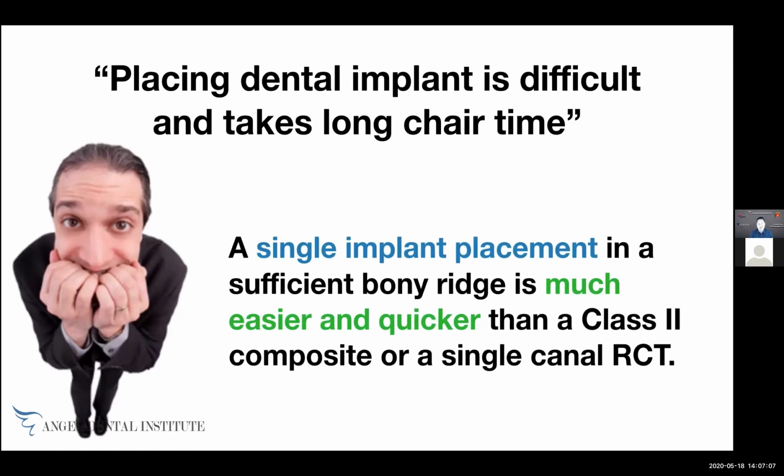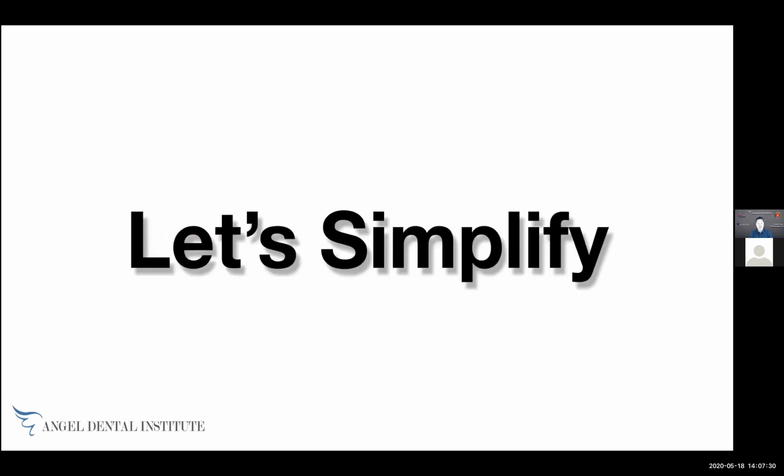Actually, a single implant placement in a sufficient bony ridge is much easier and quicker than a class 2 composite or a single canal RCT. Okay? So I know you all do composites, you all do single canal root canals. This is going to be even easier than that once you understand. So let's simplify this procedure.